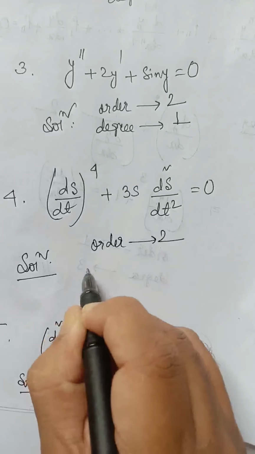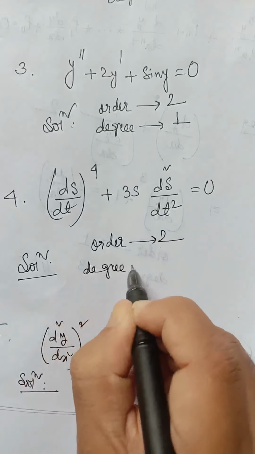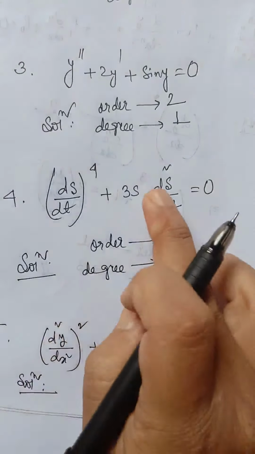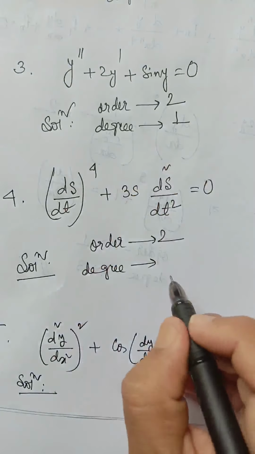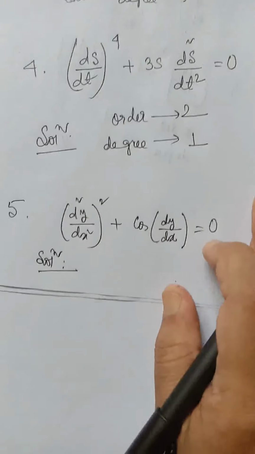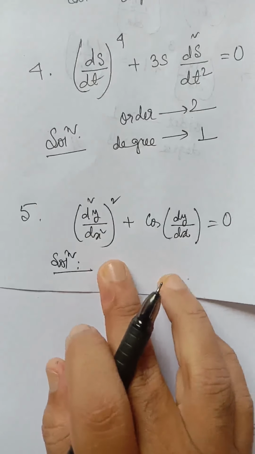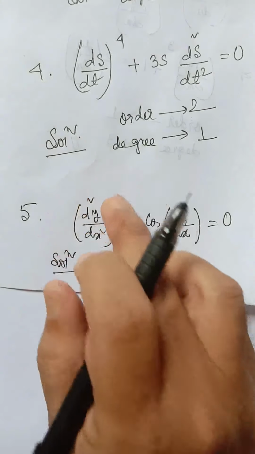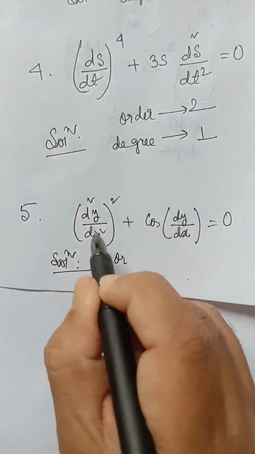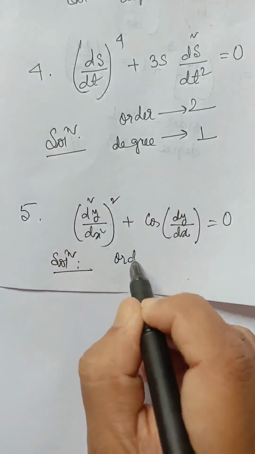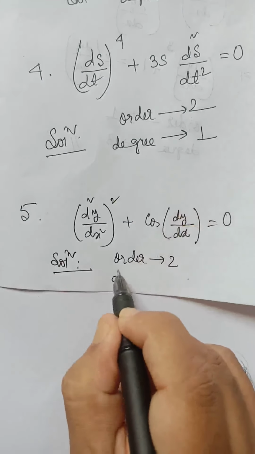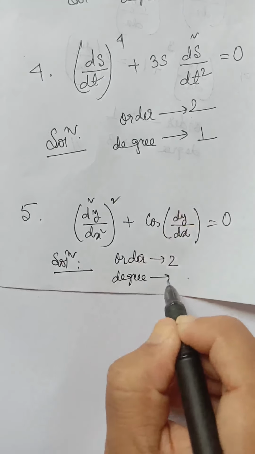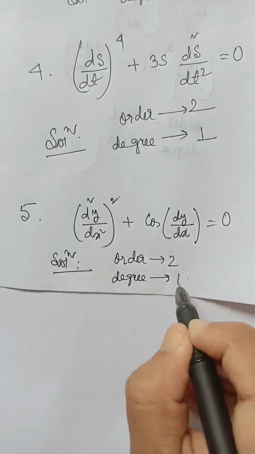What is degree? The power of the highest order derivative. This is the highest order derivative, its power is 1, so degree is 1. Now in this example, d2y by dx square whole square. Clearly the highest order derivative is this, so order is 2, but cos of dy by dx cannot be considered as a polynomial function, so degree is not defined.